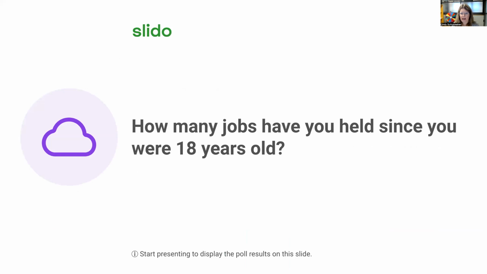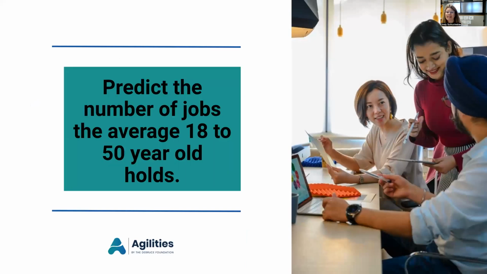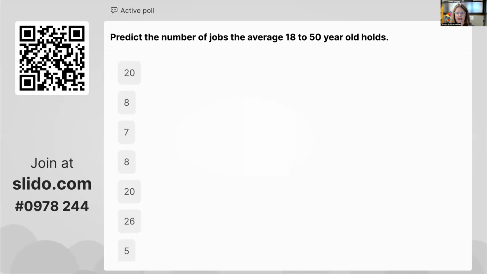The first question that we have in the Slido is, how many jobs have you held since you were 18 years old? Just think about that, you personally. And then I want you to predict the number of jobs the average person has. At first you were thinking about yourself, and now let's think about the average person between the ages of 18 to 50 years old. How many jobs do you think they're going to have? I've got this Slido coming up that you can predict.